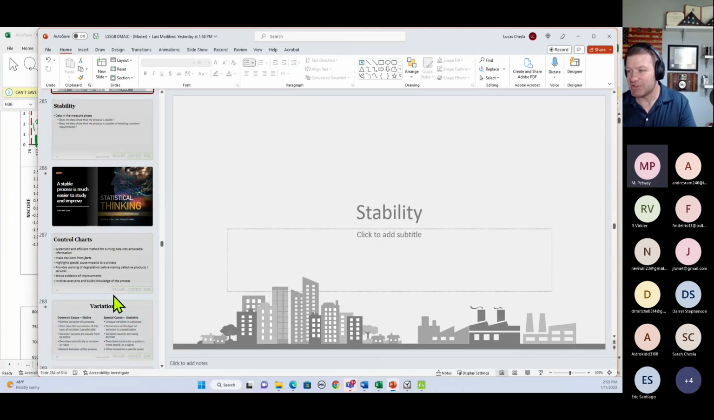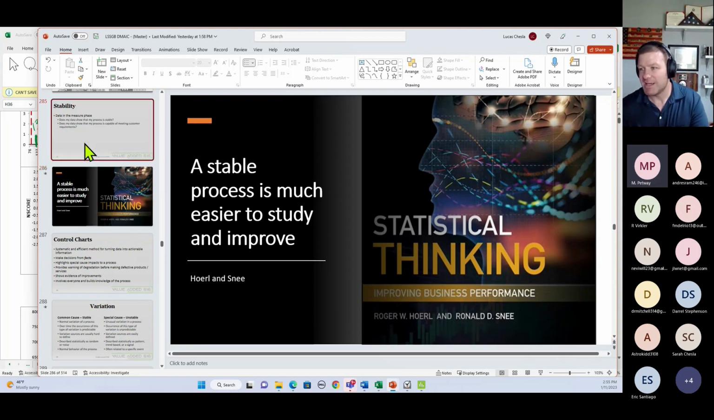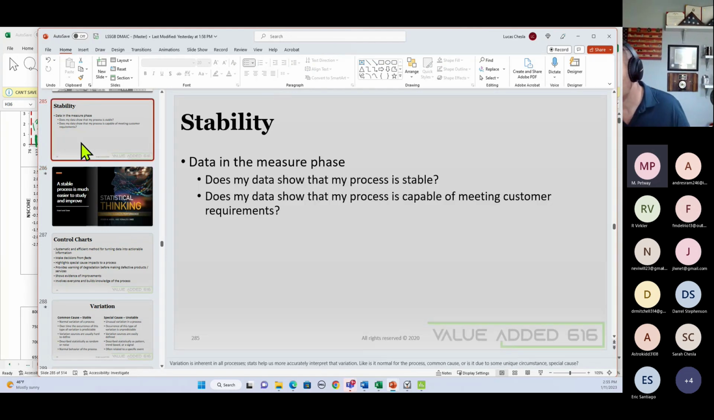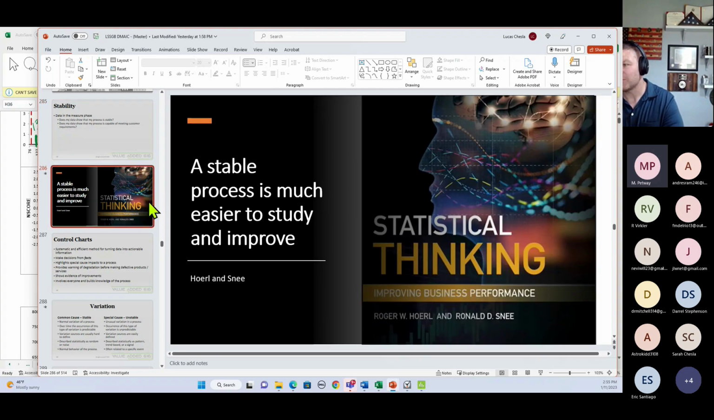All right, in this last section, we're going to be talking about stability, normality, stability, capability. The last parts, we did normality. Normality means do we have a normal curve, right? That's shape. But let's talk about, is our process stable? And there's something we're going to use. A stable process is much easier to study and improve.